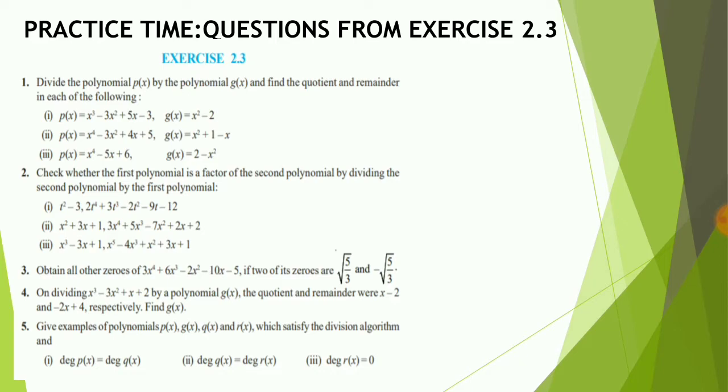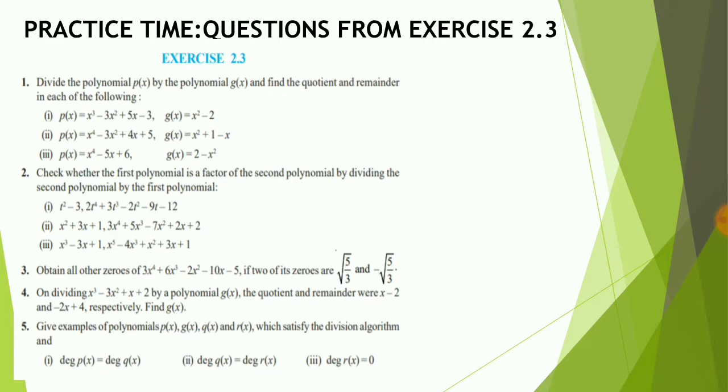The first question: divide the polynomial p(x) by the polynomial g(x) and find the quotient and the remainder in each of the following. I think you all should be able to do this. I have given you enough examples of division, so you can divide and find out the quotient and the remainder.